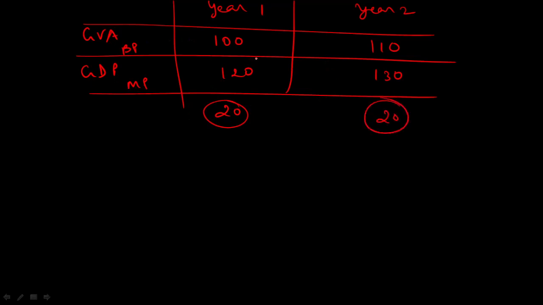So in the first year the GVA was 100 and in the second year it was 110. So there is an increase in GVA. Similarly, there is an increase in GDP also. However, the taxes have remained the same. This means that two cases are possible. Either tax buoyancy is less than 1 or tax evasion is being done.